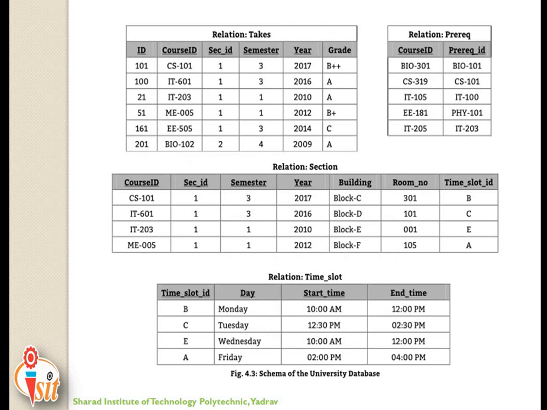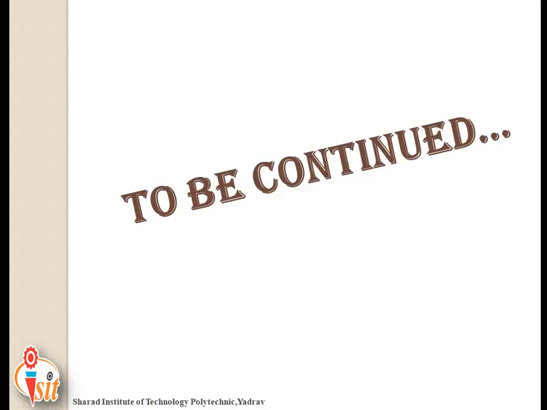If you understand one of the tables perfectly, then you can make many more tables likewise. Relation task is there, relation prerequisite is there, relation section is there, relation time slot will be there, and every relation has different schemas, and every schema has different values assigned to it.